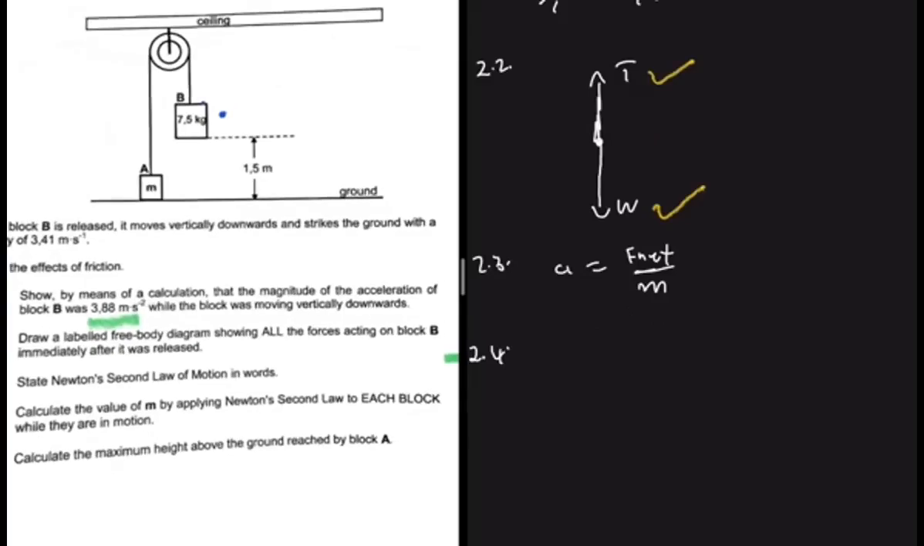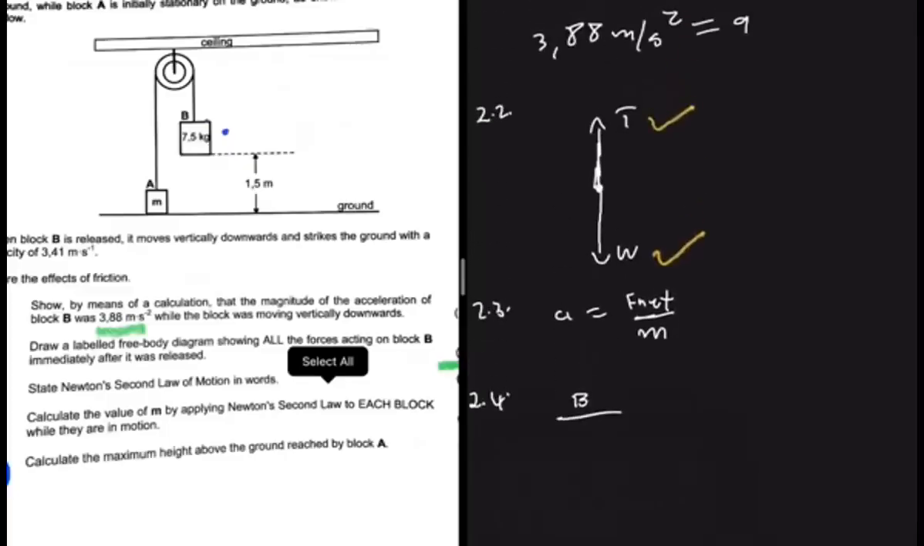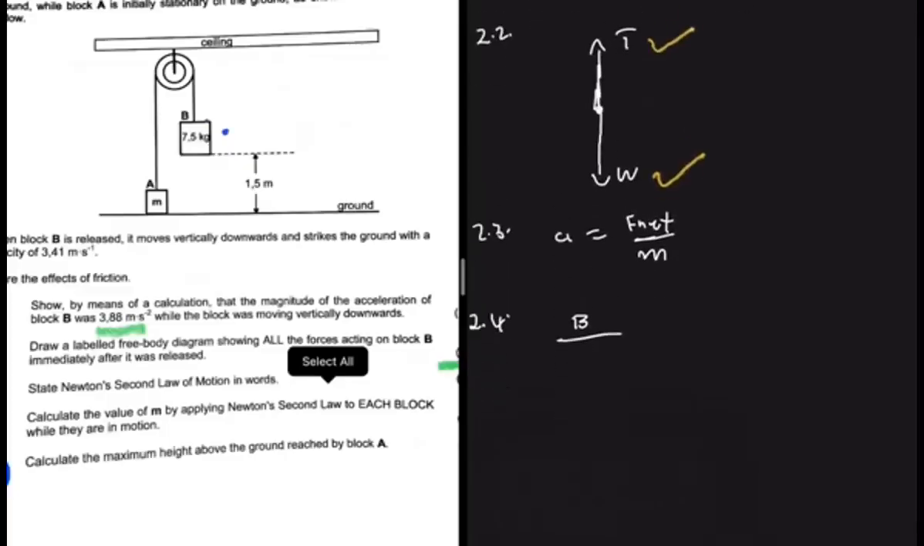It's saying let's calculate the value of M by applying Newton's second law to each block while they are in motion. People are getting this question wrong so often, such that they're telling you to apply Newton's second law in each block, right? They usually just say calculate the value of M, and you have to figure it out yourself that you have to use Newton's second law on both blocks. But now they're actually telling you, let's go ahead and apply it on block B and see what's going to happen. So for block B, we have the free body diagram, right?